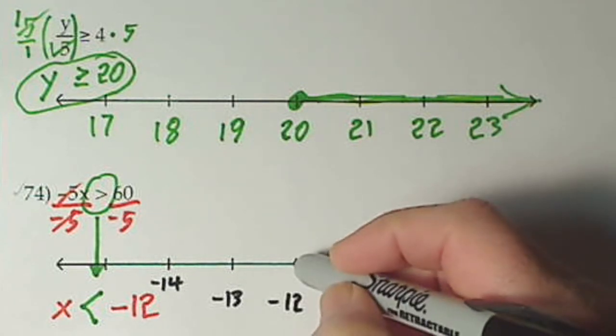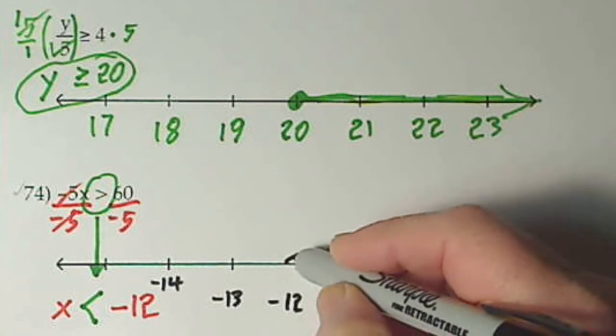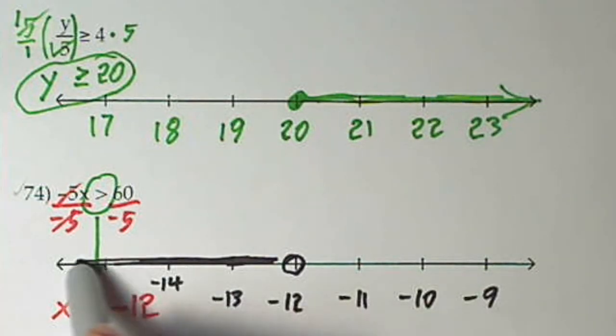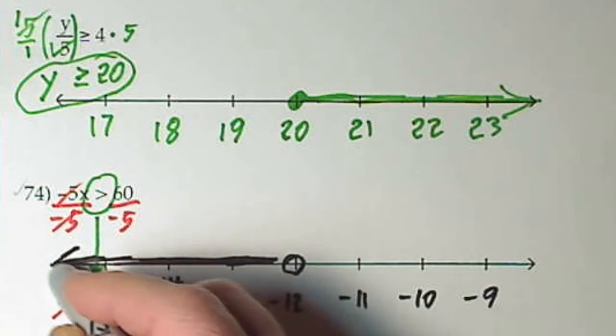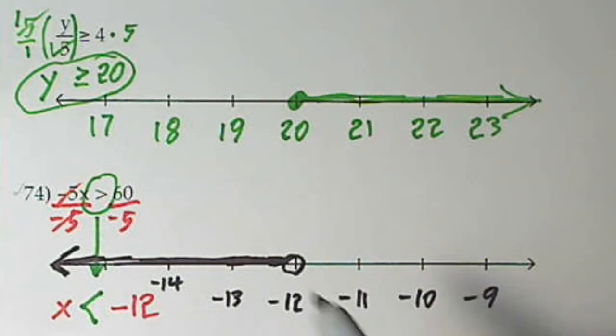So am I allowed to touch the negative 12? No, it can't be equal. So this just indicates I can get close, but I can't touch it. And then you shade it in this direction. Okay? And again, I'm supposed to have an arrow here. Alright, that takes, whoops, I really want this to touch there. Okay, that takes care of 74.